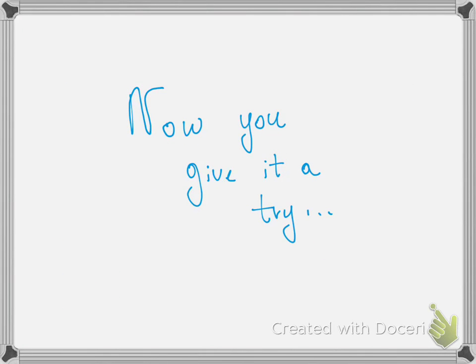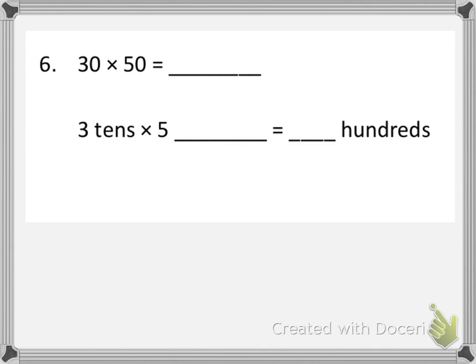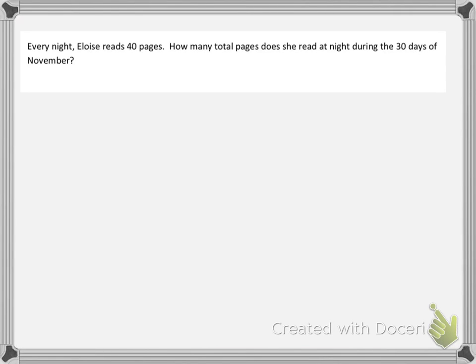All right, guys, now you give it a try. 50 times 20 is equal to what? 5 tens times 2 tens is how many hundredths? 30 times 50, 3 tens times 5 tens equals how many hundredths? Every night, Louise reads 40 pages. How many total pages does she read at night during the 30 days of November?